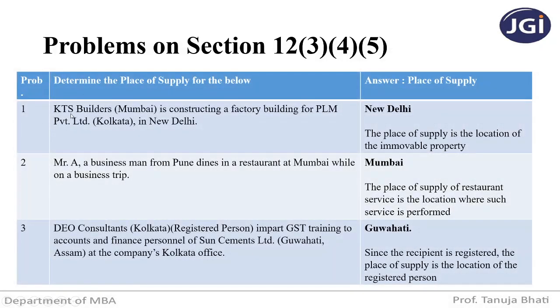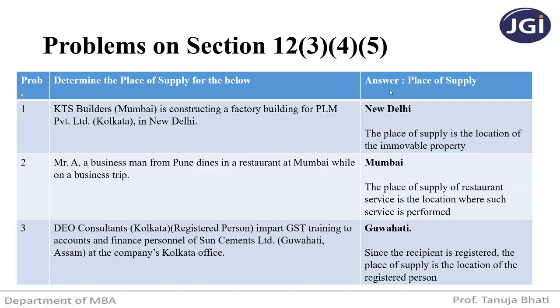Okay, first problem. KTS Builders is constructing a factory building for LMP Private Limited, Kolkata, in New Delhi. So here there is a construction service being given, which is relating to an immovable property. So obviously which section will you apply? Section 12, because giving construction services is a service, correct? So if it is a service, you will apply section 12, subsection 3. And what does section 12 subsection 3 say? That if any service is relating to immovable property, the place of supply will be the location of the immovable property.